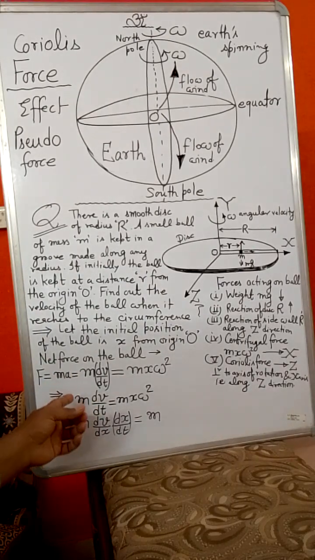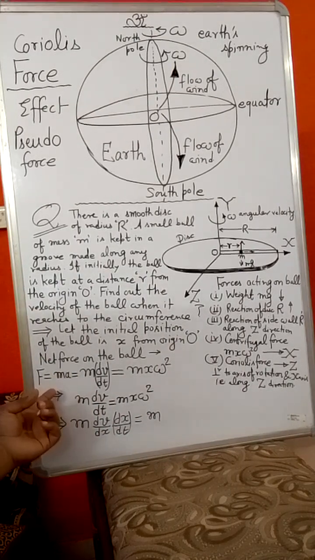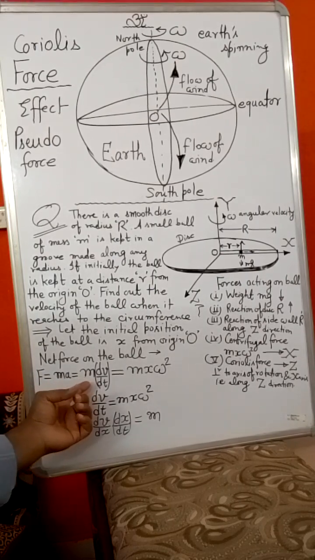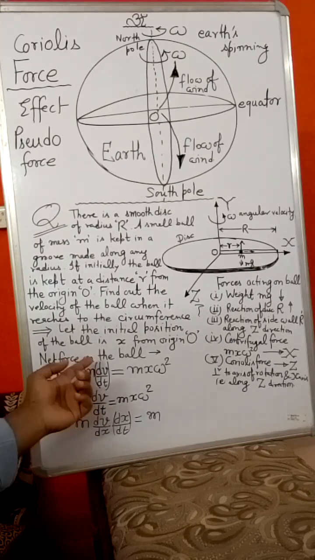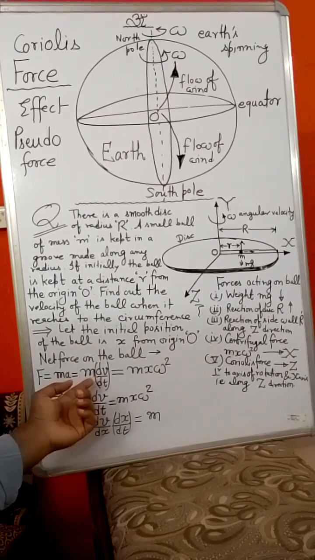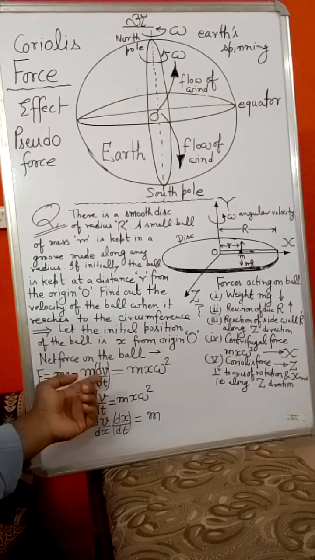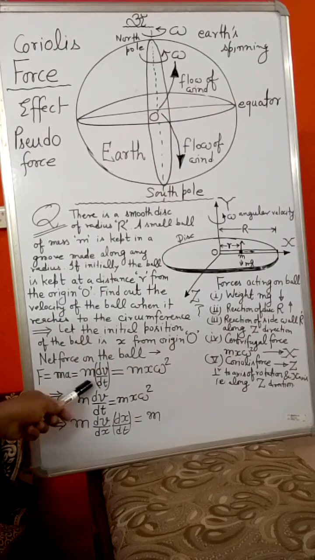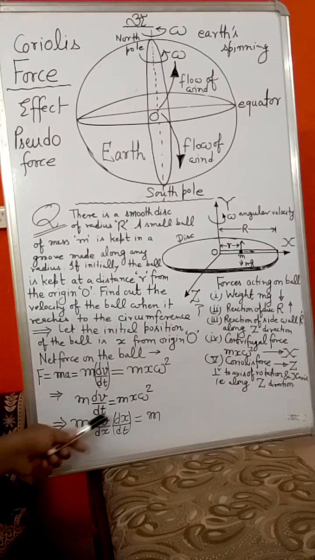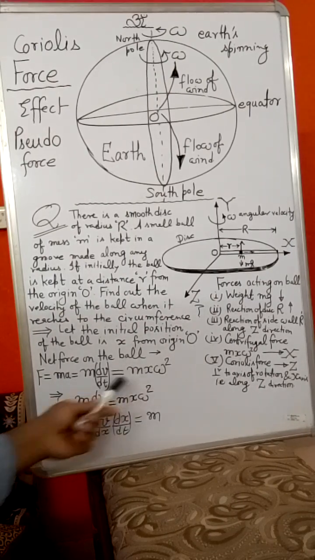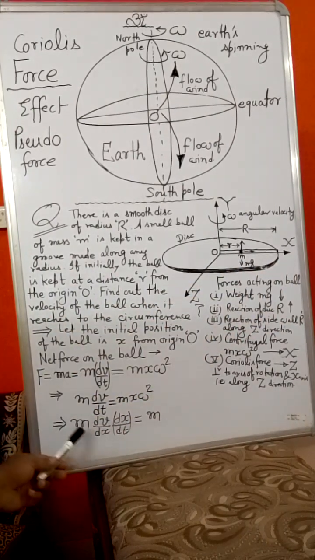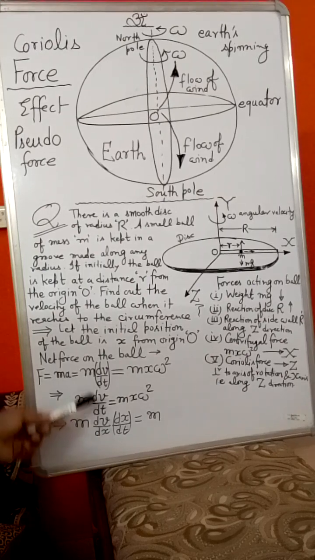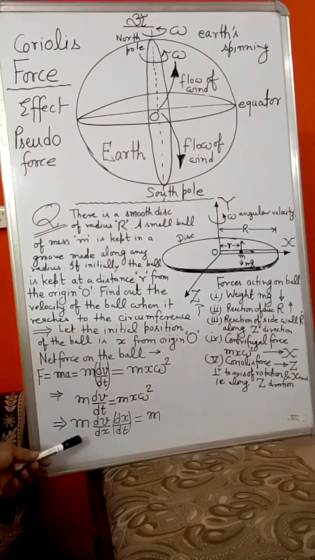Into acceleration, F is equal to m times a. Acceleration can be further written in the differential form as the rate of change of velocity with respect to time, per unit time. So m dv over dt must be equated with the centrifugal force, correct? So after further simplifying it, what shall we get?